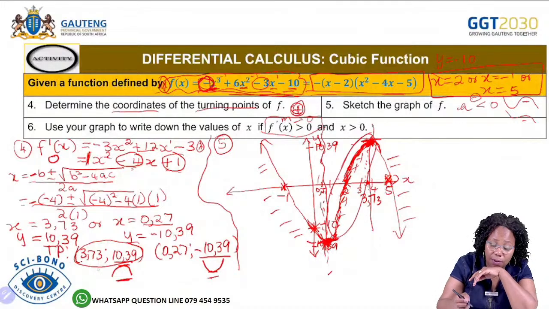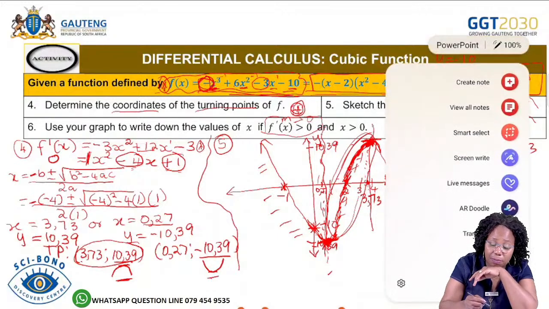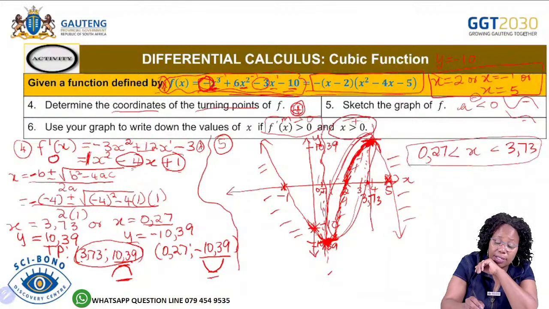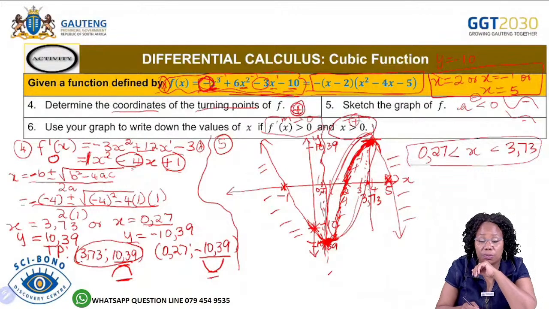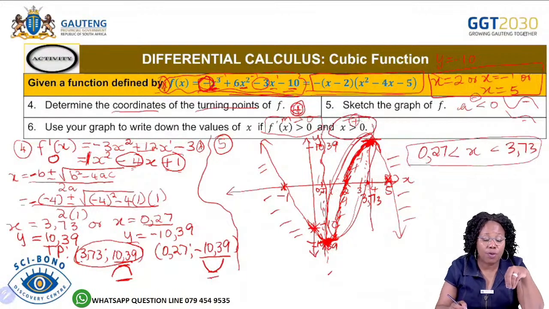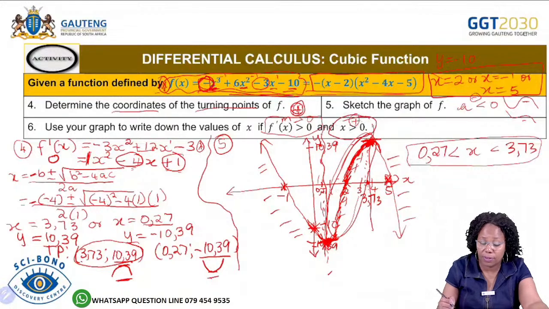And let's see now. It's where you are having x between, can you see it's between the two x values. The first one is 3,73 this side, and then the 0,27. And they said that the x must be positive. Happy, all our answers are positive. That means we are safe because it says x must be greater than 0. Okay, so these are the questions that follow after your graph. You must be able to interpret them visually using your graph.